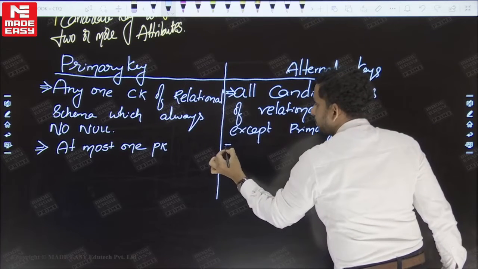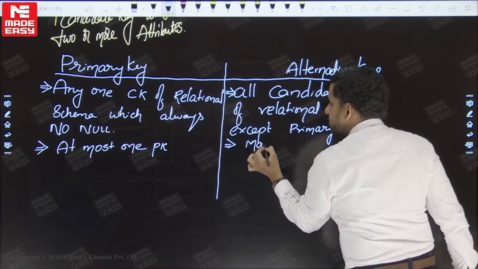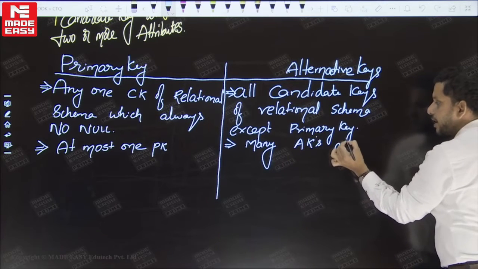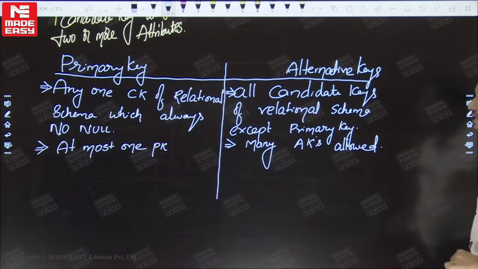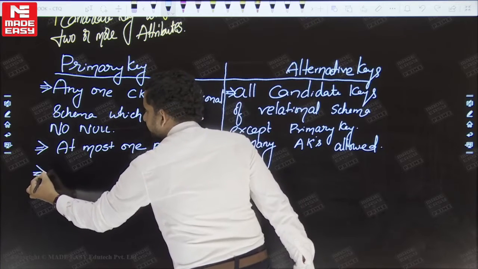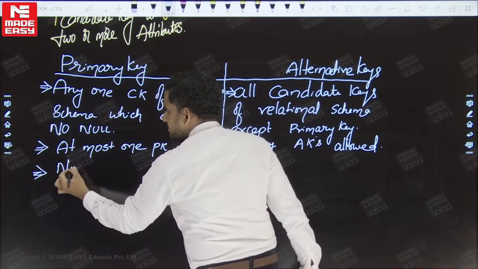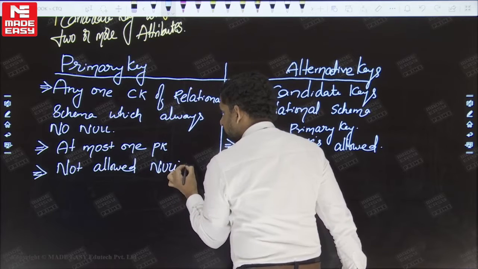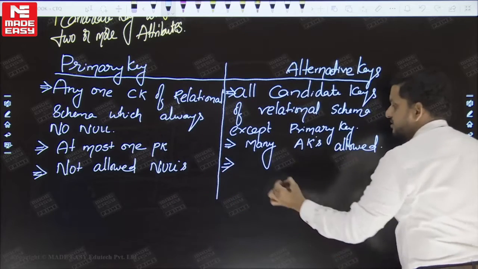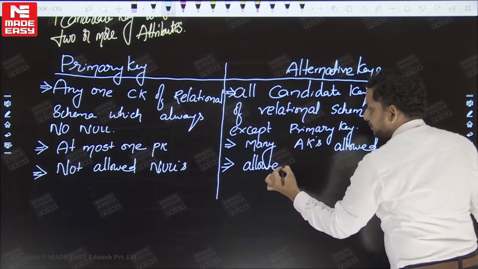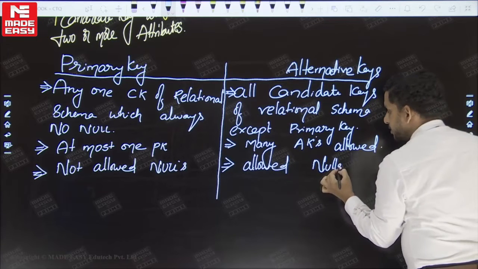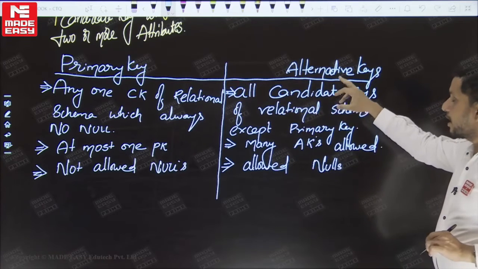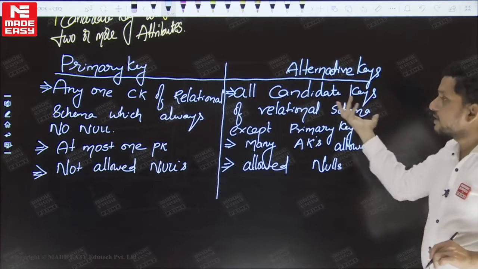So many alternative keys are allowed, zero or more, for a relational schema. Whereas primary key does not allow null values, alternative keys allow nulls. Okay, so the common thing, the similarity between primary key and alternative key, is that both are candidate keys. Primary key is one of the candidate keys, and alternative keys are also candidate keys except the candidate key which we used for primary key.